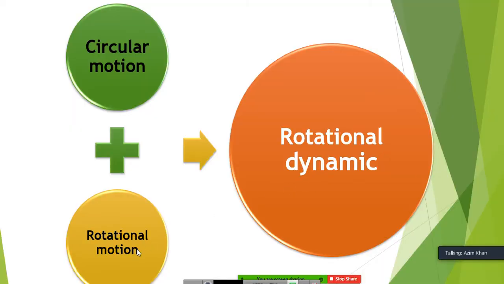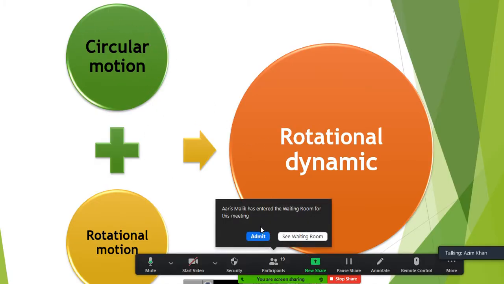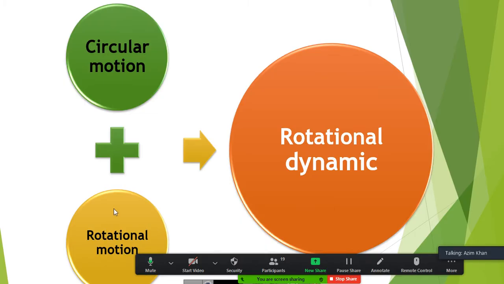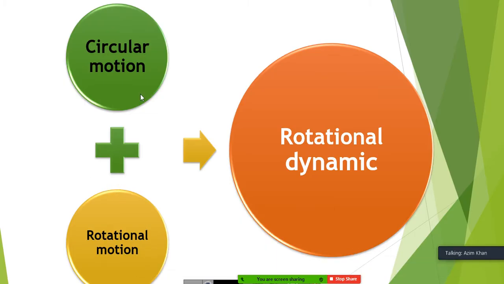So dynamics is derived from the word. There is a branch of physics in which there are three types of branches. One is thermal, one is mechanical, and the third is dynamics. So dynamics means motion. Okay. In rotational dynamics, we will study two topics. One is circular motion, and second we will study rotational motion. Now first we start with circular motion.